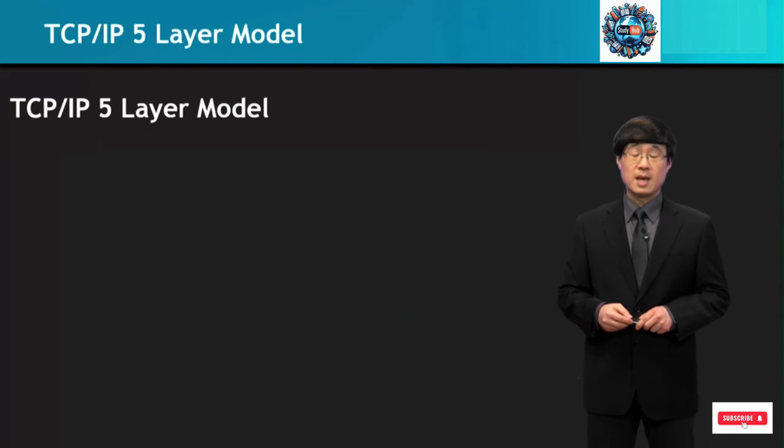Now, for the TCP/IP 5-layer model, it's a simpler model compared to the OSI 7-layer model. And it was developed for the United States Department of Defense packet switching network called ARPANET. And therefore, it's also called the DoD model. Now, the ARPANET planning initiated in 1968, and it was used and it was decommissioned in 1990.